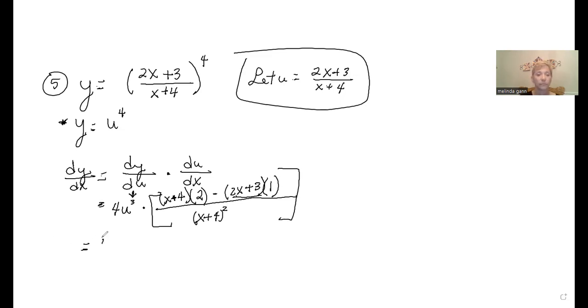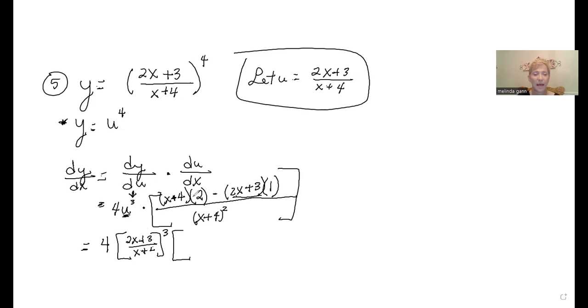Now, I'm going to substitute in and clean up. Sometimes I clean up before I substitute. Sometimes I substitute before I clean up. Okay. So what was my u really? Well, my u was really this thing. So I've got a 2x plus 3 over an x plus 4, and that whole thing is cubed. So all I did was substitute u for what it originally was.